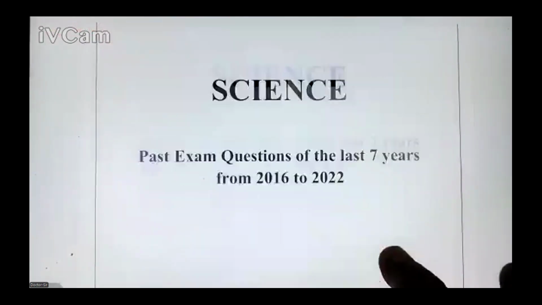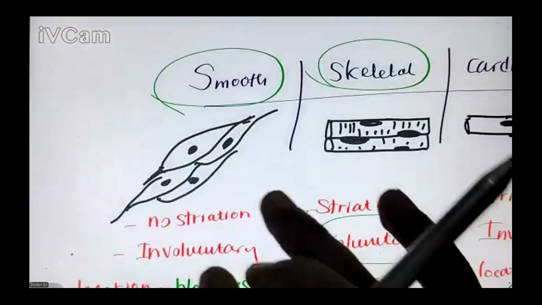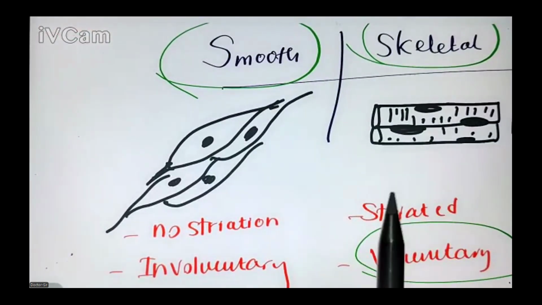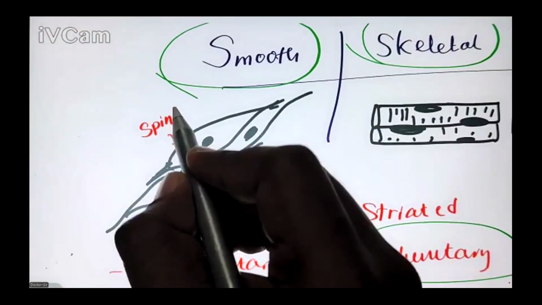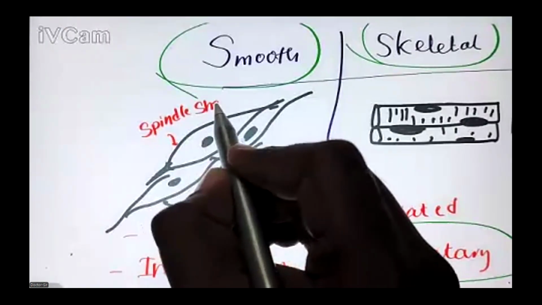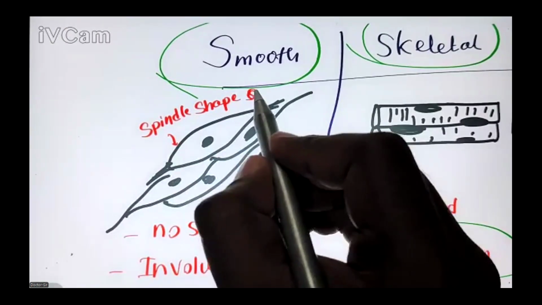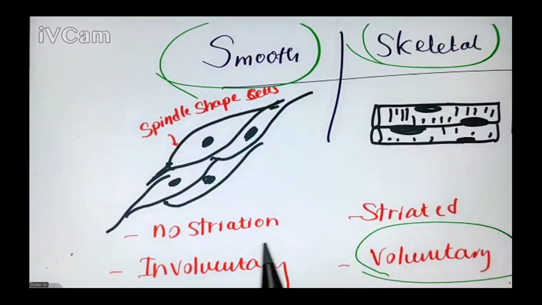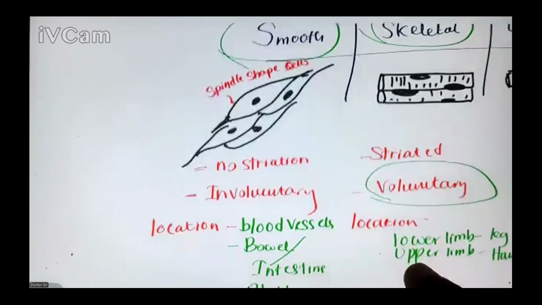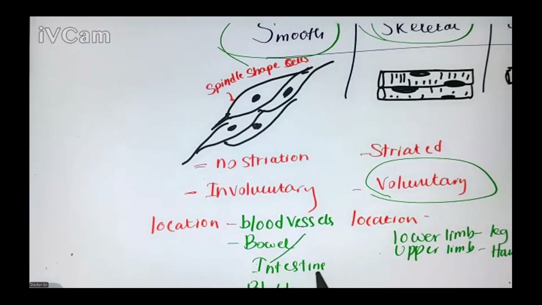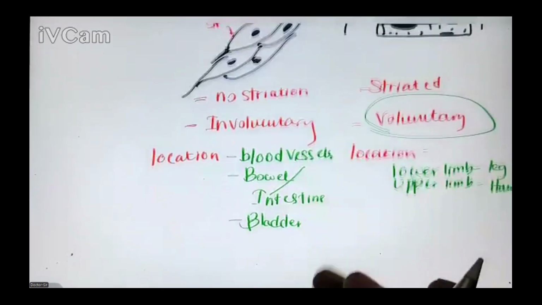Shall we go and see here? Right, so this is the smooth muscle tissue. I already told the shape of these cells. These are spindle shape cells. Then no striation, involuntary. So these are the smooth muscle tissue features. Where are they present? They are present in the wall of the blood vessels, bowel or large intestine, small intestine, then bladder, and so on. These are some locations.